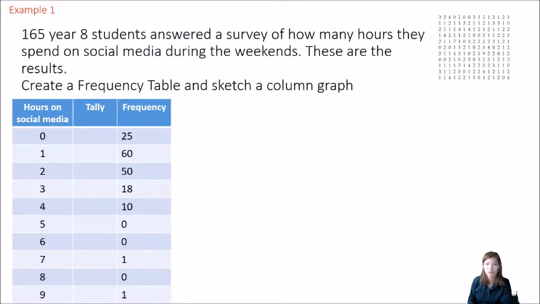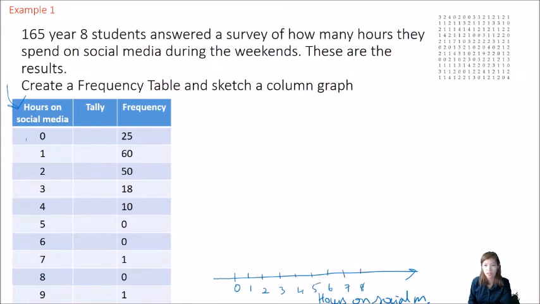So how do we draw a column graph? First of all, we have to draw the horizontal axis. And we can label it with whatever we're talking about, so in this case, hours on social media. And because it's between 0 and 9, we can draw out the basis for our columns: 0, 1, 2, 3, 4, 5, 6, 7, 8, 9.